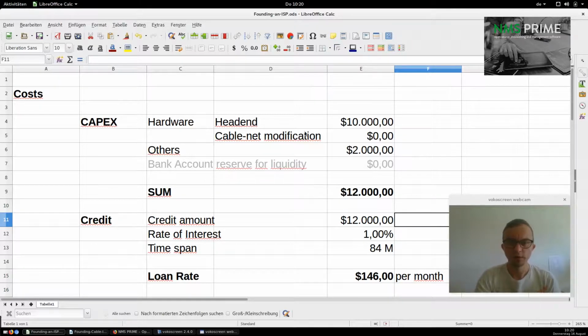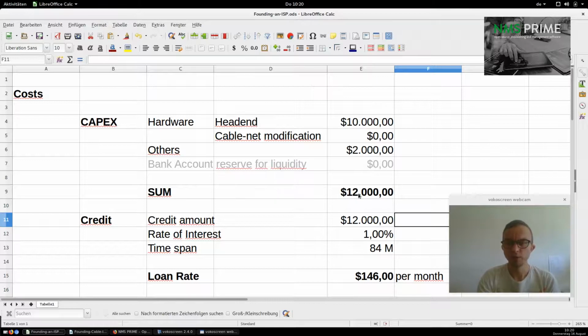So for the cable network modification, we assume we don't have to invest anything. Later you can calculate it for your own if there is still some investment to do, but we assume that the cable network is still ready. And here we've got a position that we call others. So these are just some small things. Maybe your backbone requires a first setup, or you need some more configuration in your head end, which will take about $2,000. So if we put it together, altogether it makes $12,000, which are required.